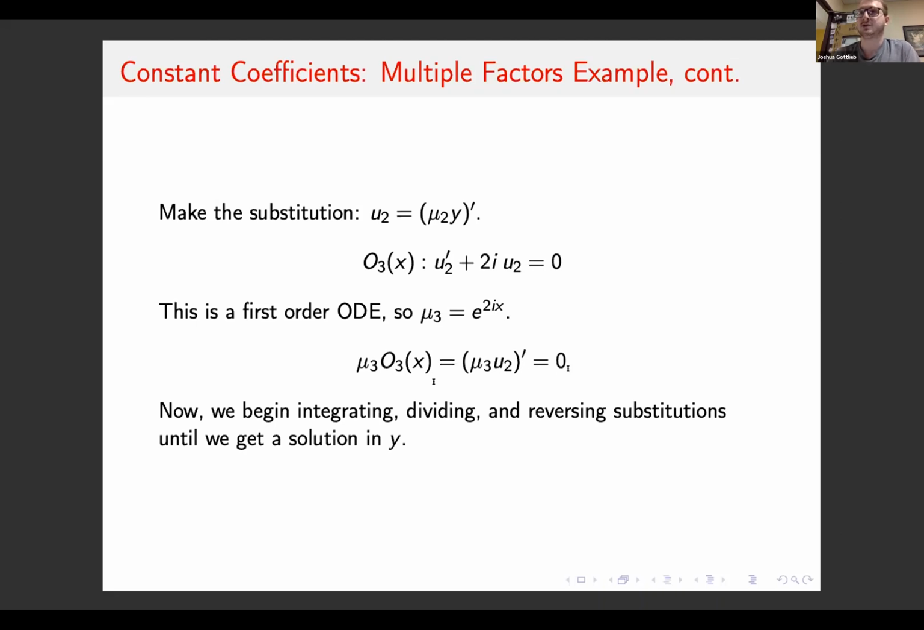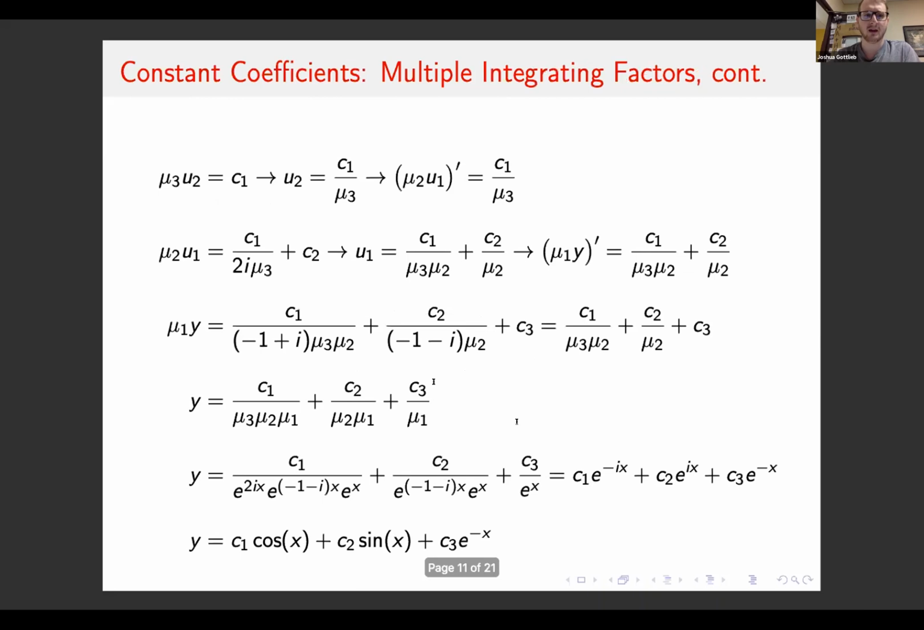In order to retrieve our solution in y, we're going to start integrating and dividing and reversing our substitutions. So the first step is to integrate. We get mu3 u2 equals c1, which means that u2 equals c1 over mu3, and we rewrite u2 using the previous substitution. We then integrate again, which gets us mu2 y equals c1 over 2i mu3 plus c2.